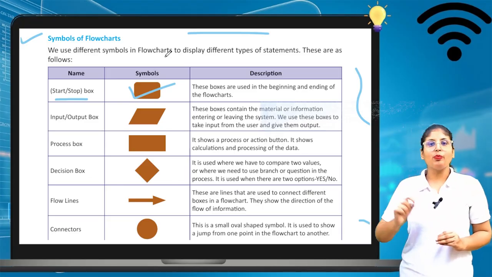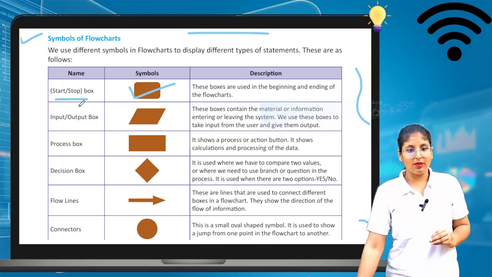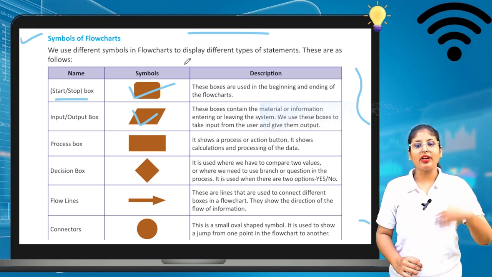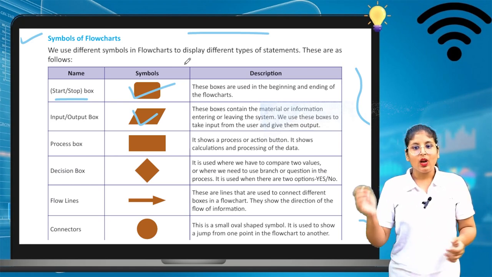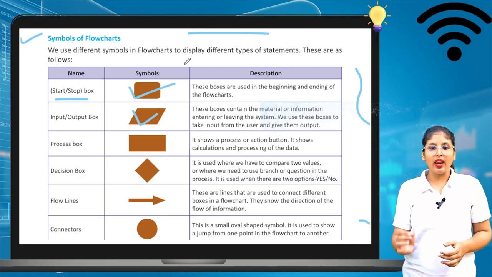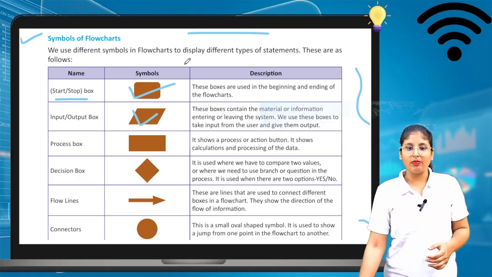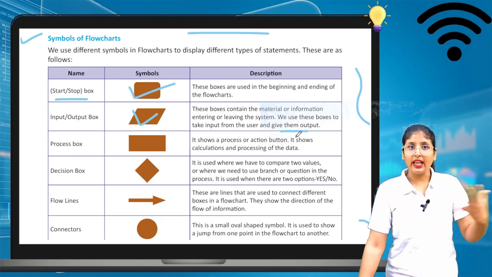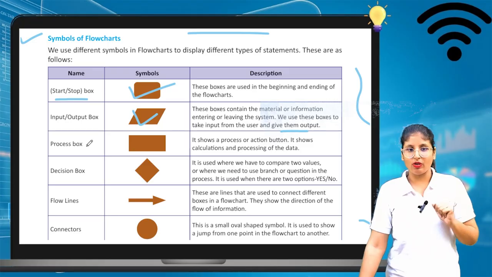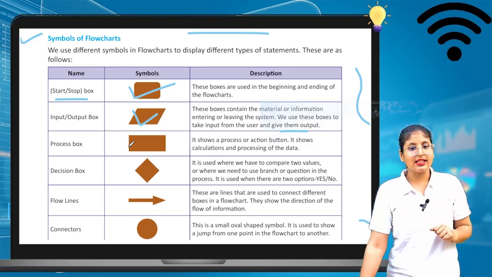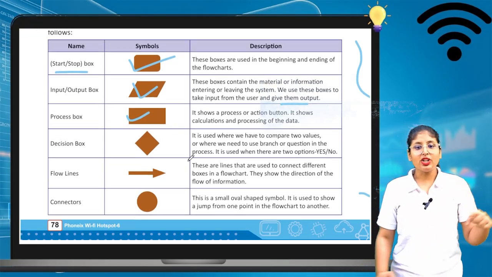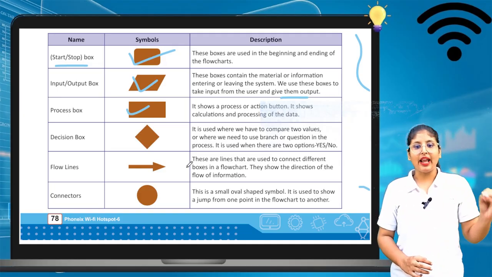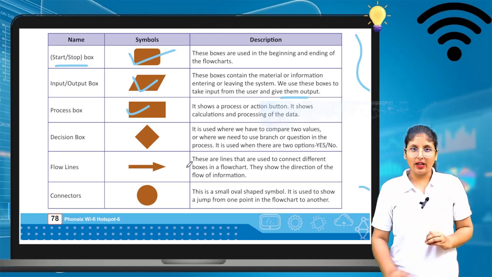Now the input output box. These boxes contain the material or information entering or leaving the system. We use these boxes to take input from the user and give output. Next, the process box. This is a rectangular shaped box. It shows a process or action. It shows calculation and processing of our data.